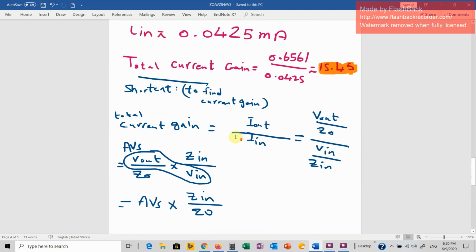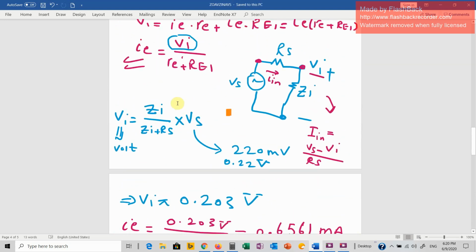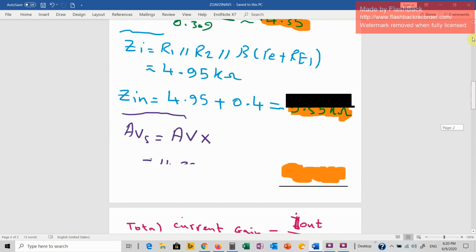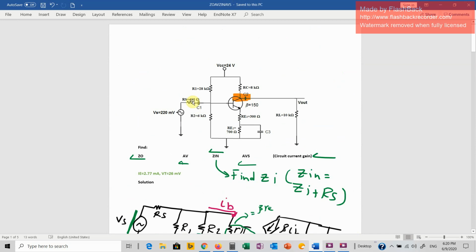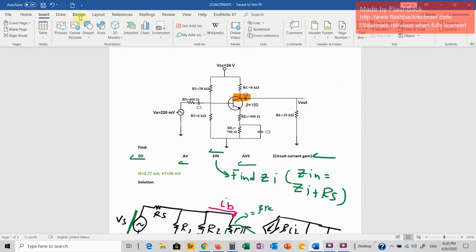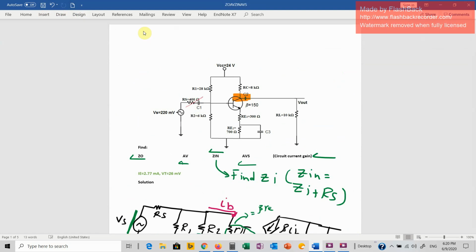Now I'm going to tell you, what if Rs is equal to 0? Suppose this Rs is going to be 0. What's going to change? Let's say we don't have this Rs. First of all, if Rs is equal to 0, that means AV is equal to AVS, because we know AVS is equal to internal gain times Zi by Zi plus Rs. Rs is 0, so Zi by Zi is equal to 1, so AVS is equal to AV.